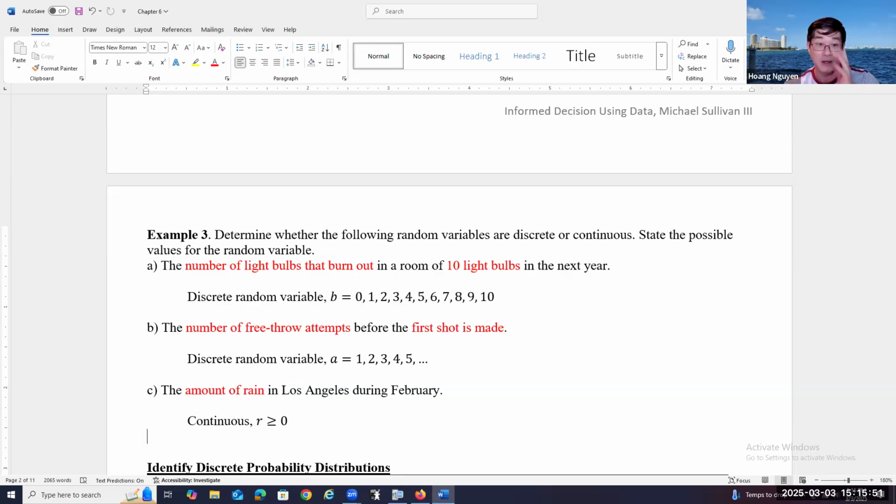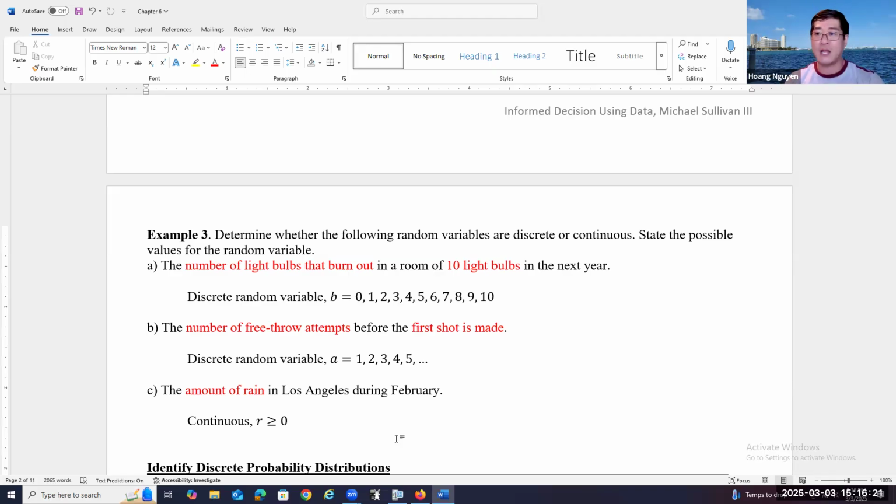So the number of light bulbs burned out in a room of 10 of them is going to be discrete. The number of free throw attempts until the first shot is made is going to be discrete, and the amount of rain in LA is going to be continuous. So those are some examples to give you a better idea of discrete and continuous random variables.